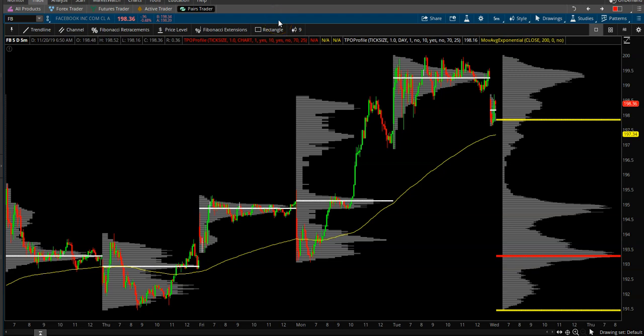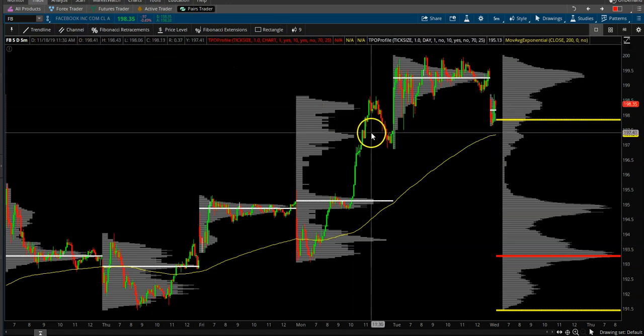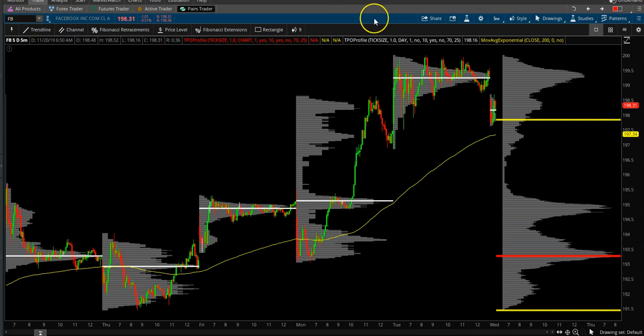Today we're actually going to be talking about finding trade setups using Market Profile on the 5-day, 5-minute chart. So today we're going to look at Facebook, and this is again a 5-day, 5-minute Market Profile chart. And what I'll do is leave a link below in the comment or the description, so if you want to download this chart, you can. And I'll just run over really quick what everything is.